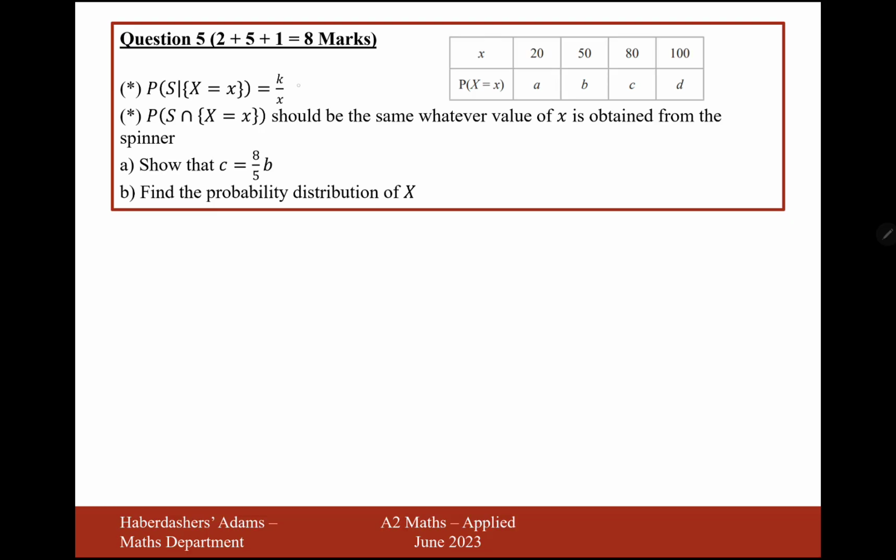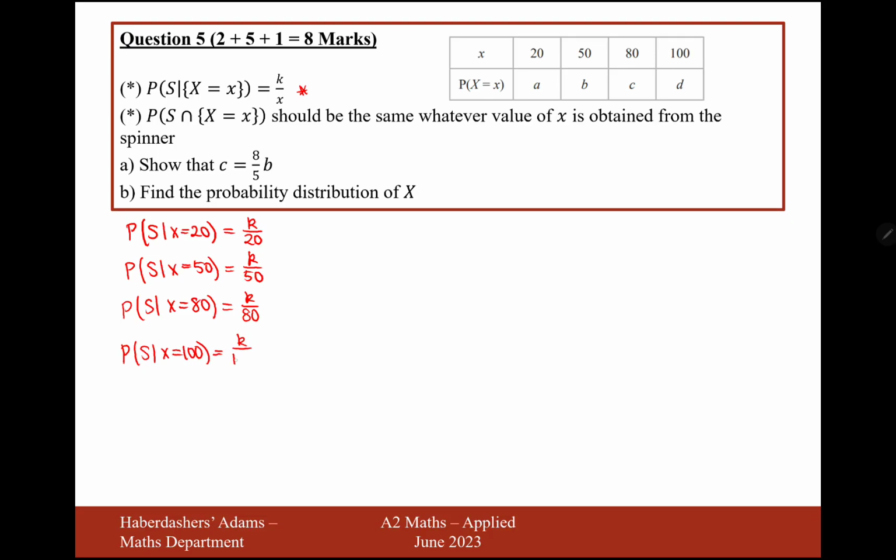So what we're going to do first is apply this first statement here, but we're not going to use little x, we're going to use all of the 4 different options that we've got. So the probability of scoring, given that you are 20 centimeters away from the cup, is equal to k over 20. The probability of scoring, given that you are 50 centimeters away from the cup, is k over 50. The probability of scoring, given that you're standing 80 centimeters away from the cup, is k over 80. And the probability of scoring, given that you are 100 centimeters away from the cup, is k over 100. Probability of S given that x equals 100 is a bit of a complicated way of writing it, but it's basically the probability of scoring if you're standing 100 centimeters away.